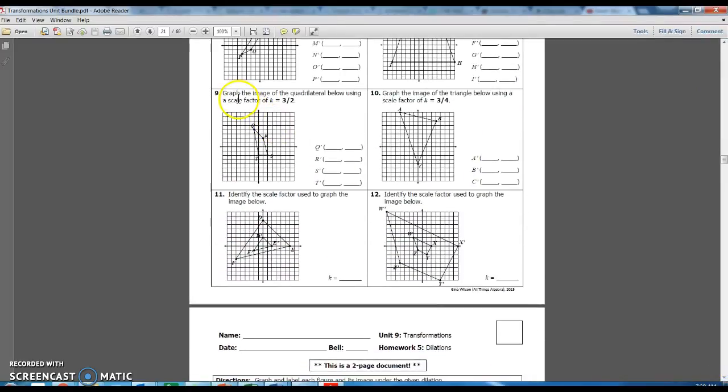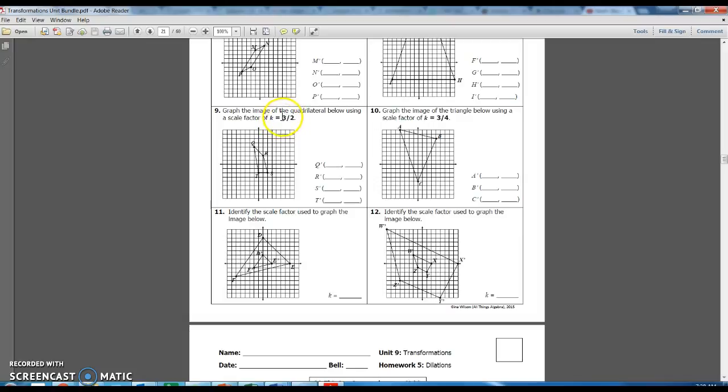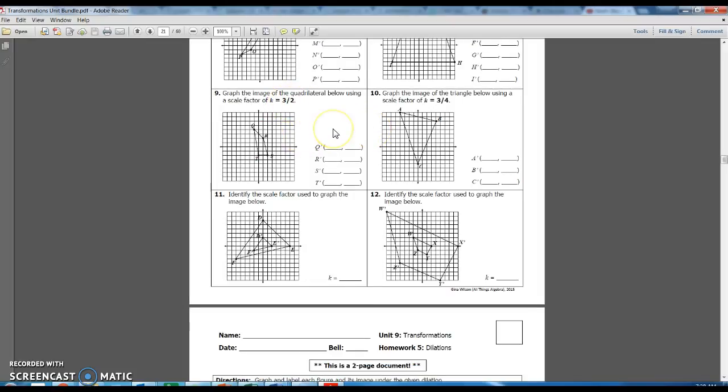And then right here, I'm going to graph the image of the quadrilateral using the scale factor below. So I'm going to take these, and these are a little bit harder because I've got a number on top and a number on bottom, right? So I need to multiply by the numerator on top and divide by the denominator. Denominator means divide. Okay, so for example, I've got r right here, and it is at 1, 2. So I'd multiply by the number on top, my x value, and I'm right here.